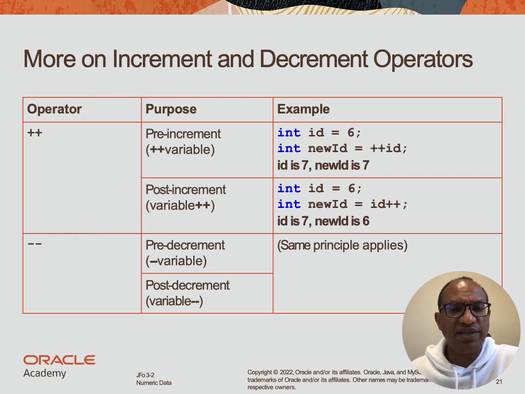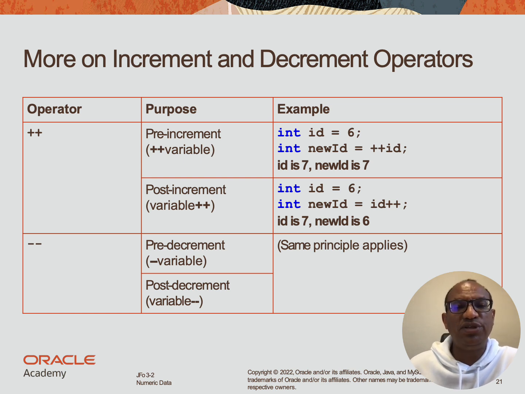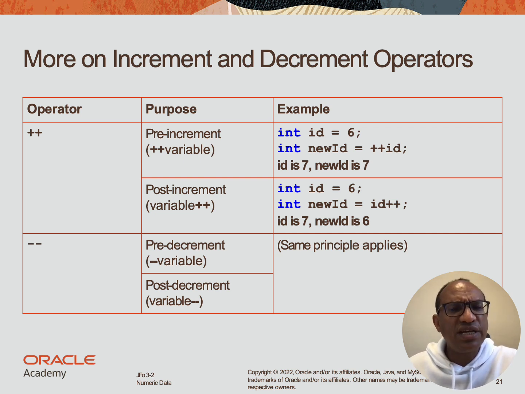Pre-increment, plus plus x, updates the variable before it is used. Post-increment, x plus plus, updates after it is used. Same for decrement with minus minus. You have used increment and decrement operators before, placing them after the variable that you want to affect. But did you know that these operators can come before (pre-increment and pre-decrement) or after (post-increment or post-decrement) a variable?